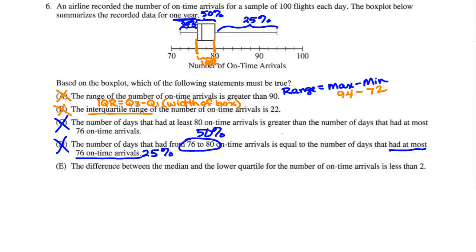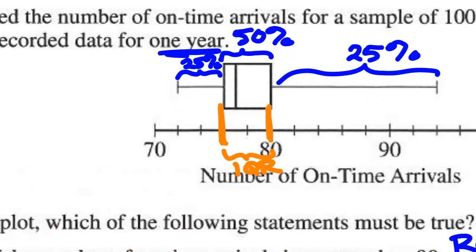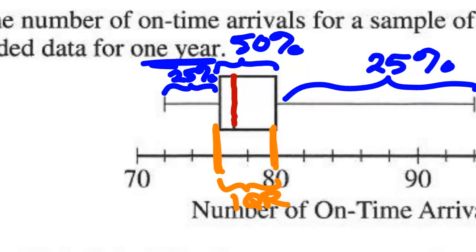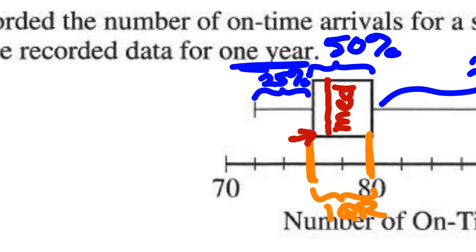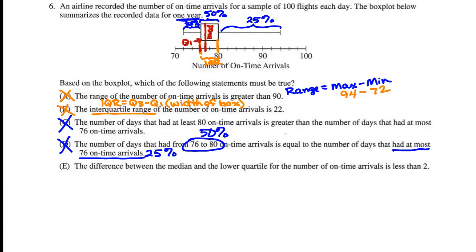The difference between the median and the lower quartile for the number of on-time arrivals is less than 2. Well, here's my median. And here's the lower quartile, Q1. If I look at that distance on the number line, that is less than 2. It looks like it's 1 based on the box plot. So this is option E.